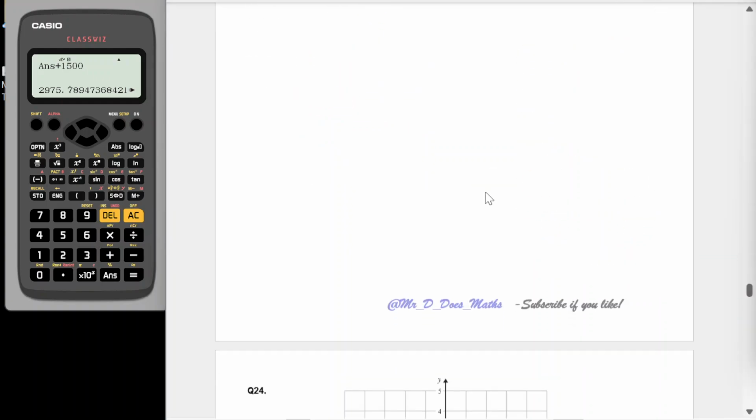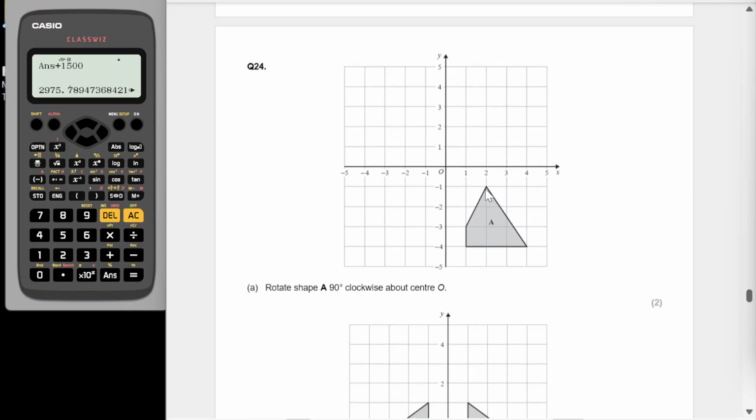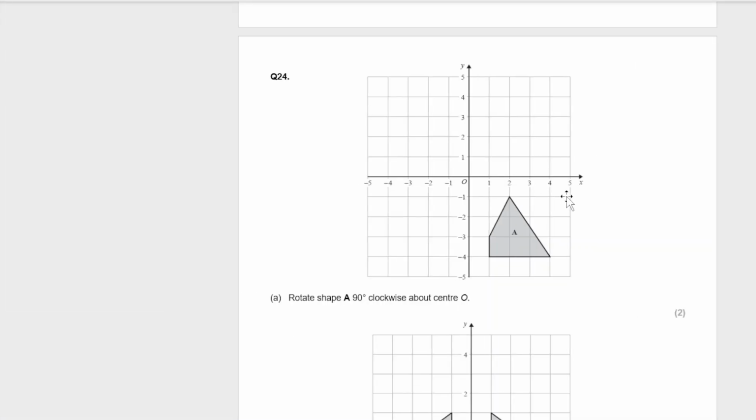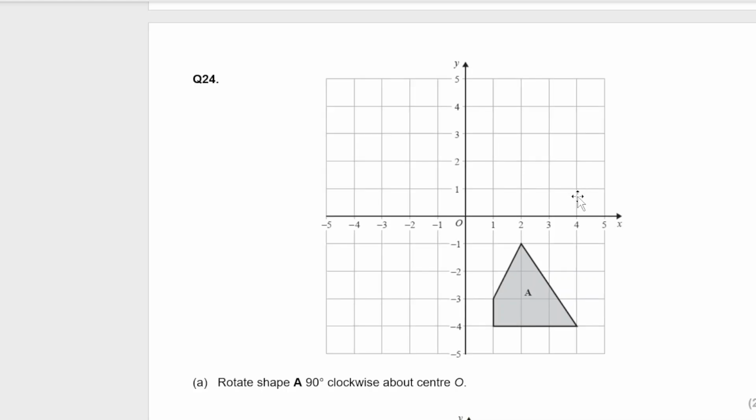Okay, question 24. So rotate shape A 90 degrees clockwise about the center. Let me just zoom in on that a little bit. So in your exam, there's nothing wrong with asking for tracing paper for this. So we're going clockwise. So clockwise, 90 degrees about the center, 0, 0. So I'm going to do point to point. So that point there is currently 2 to the right, 1 down. So it's going to go 2 down, 1 to the left. So that point would go to there.